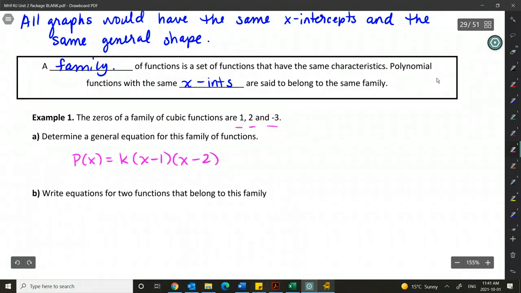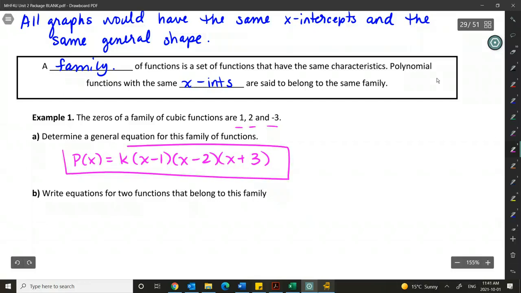Perfect. So general equation means we need to have some multiple out front that represents all the different multiples that I could have. So all the different members of the family are represented with this general equation. It can be p at x, it can be f at x, whatever you want. So that's our general equation.